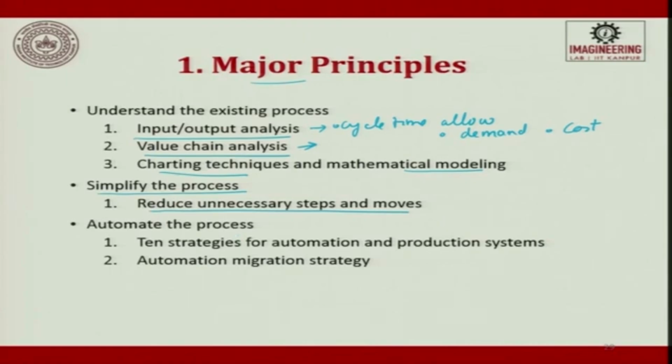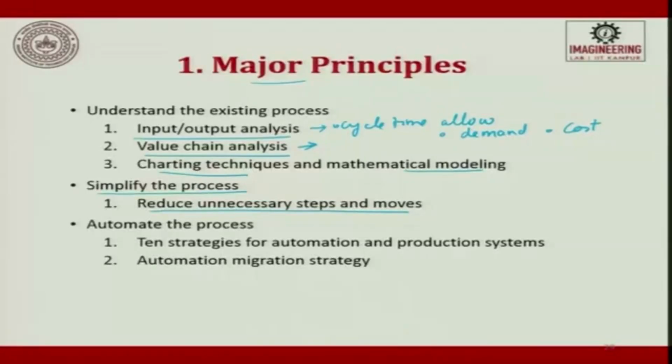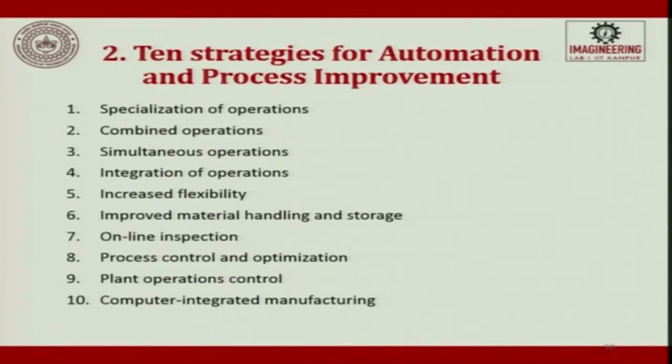Automation is not the only solution, please keep it in mind. When the cycle time is very low and your demand is very high, and the quality required is very stringent, then you go for automation, full automation, or you go for semi automation. So, cost and demand both have to be looked at. When we try to automate the process, there are strategies. They have given 10 strategies which we will start discussing, and the last one is going to be automation migration strategies.